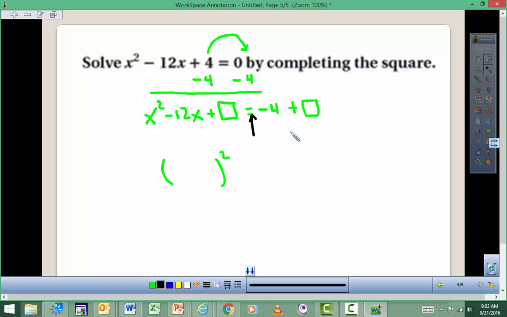15 seconds. 10 seconds. 5 seconds. 4, 3, 2, 1. 0.